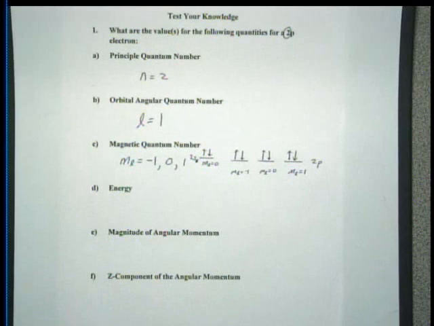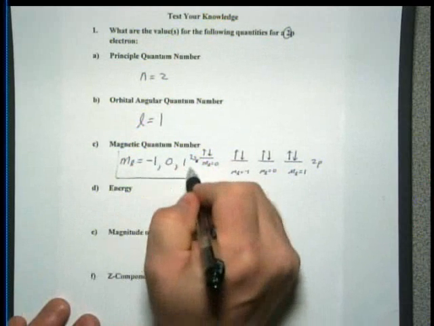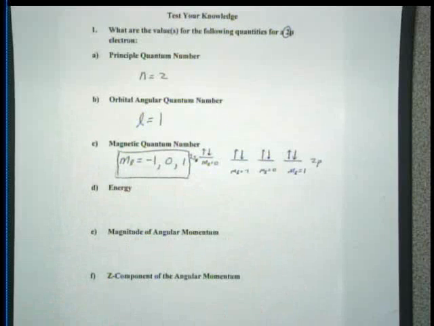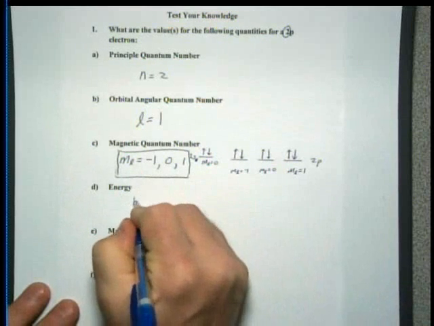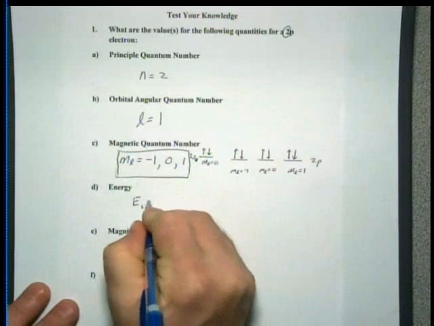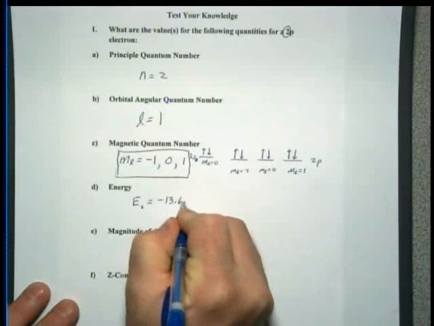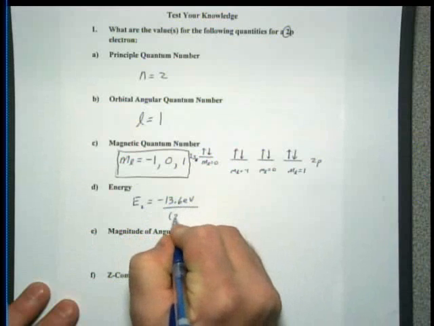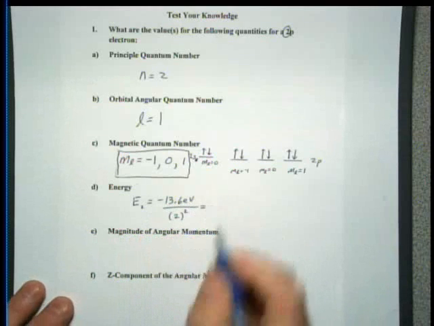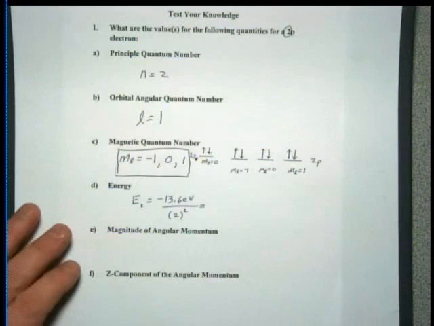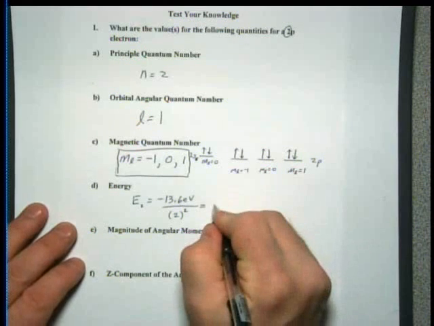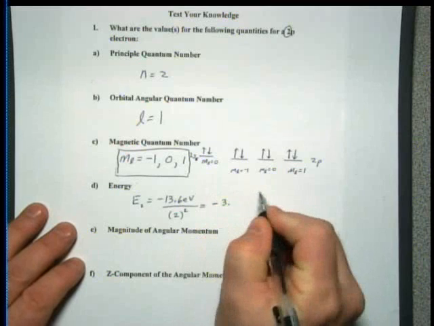Energy. Here's my answer to that one. Okay, so energy, I'm looking for the second state, is minus 13.6 electron volts over 2 squared. So you get a calculator and punch that. Let's see. It'd be like minus 3.4, I think.